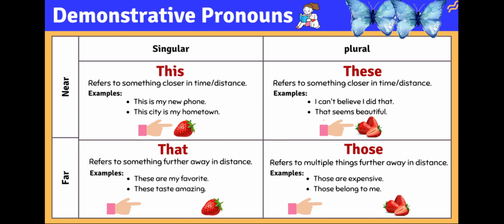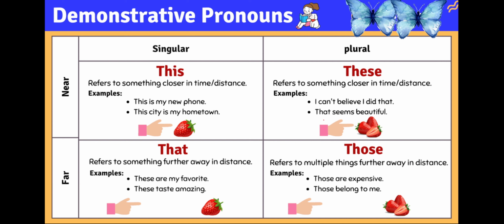Now if we look at our chart here, the table is just an explanation of everything we have talked about. Now you have singular and plural, near and far. Near means things that are nearby you. We use "this" for singular near things. "This" refers to something closer in time or in distance. For example, "This is my new phone." "This city is my hometown." These are things that are closer to you.